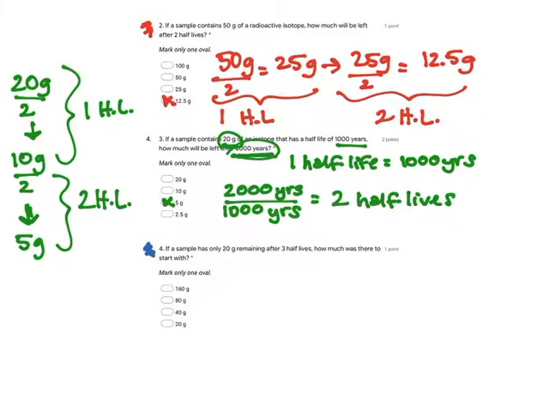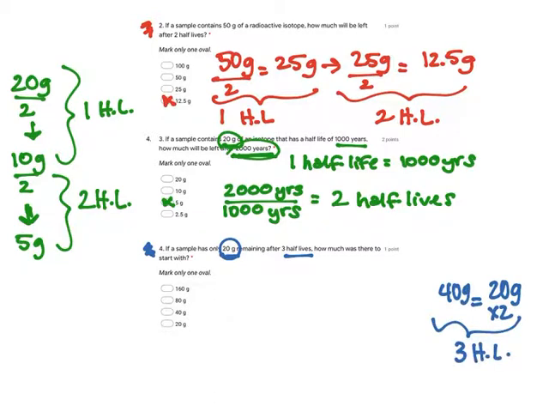Let's do number 4. If a sample only has 20 grams remaining after 3 half-lives, how much was there to start with? So this is what remains after 3 half-lives. We kind of have to work backwards in a sense. And instead of dividing our quantity, we need to multiply it because we're going backwards. So if we had 20 grams at the end of our 3rd half-life, we would take 20 grams and multiply it by 2 to figure out what we started with at the beginning of this 3rd half-life, which would be 40.